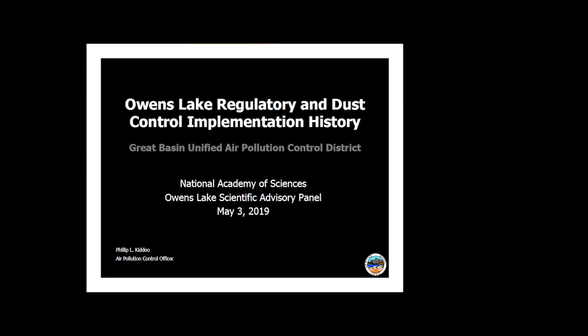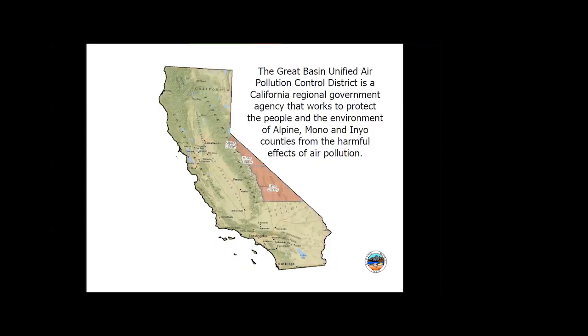But it's a good overview, and it'll give you a brief history of the timeline, the regulatory timeline, and the dust control implementation timeline. Again, my name is Phil Kiddoo. I'm the Great Basin Unified Air Pollution Control Officer. I'm the executive officer, the director, the general manager of the agency. I oversee all functions and operations of that agency.